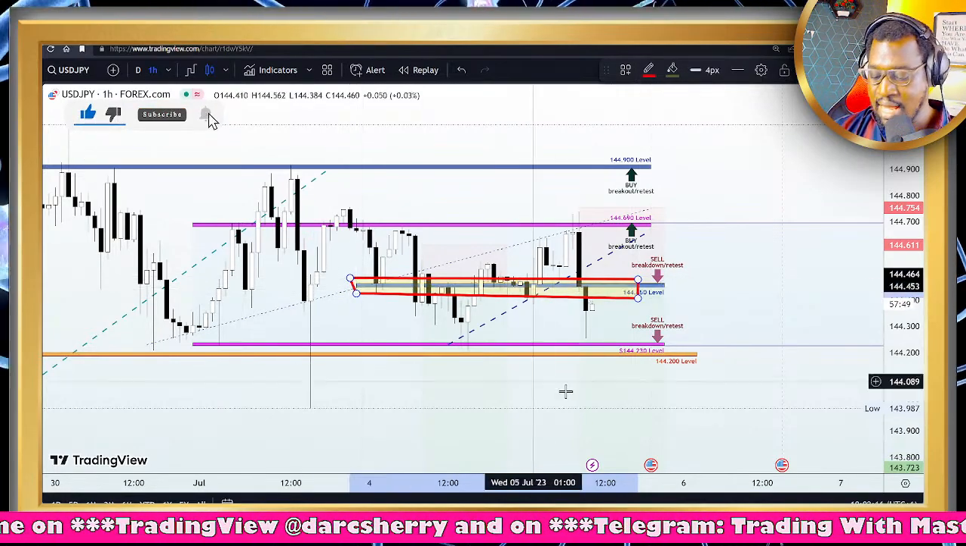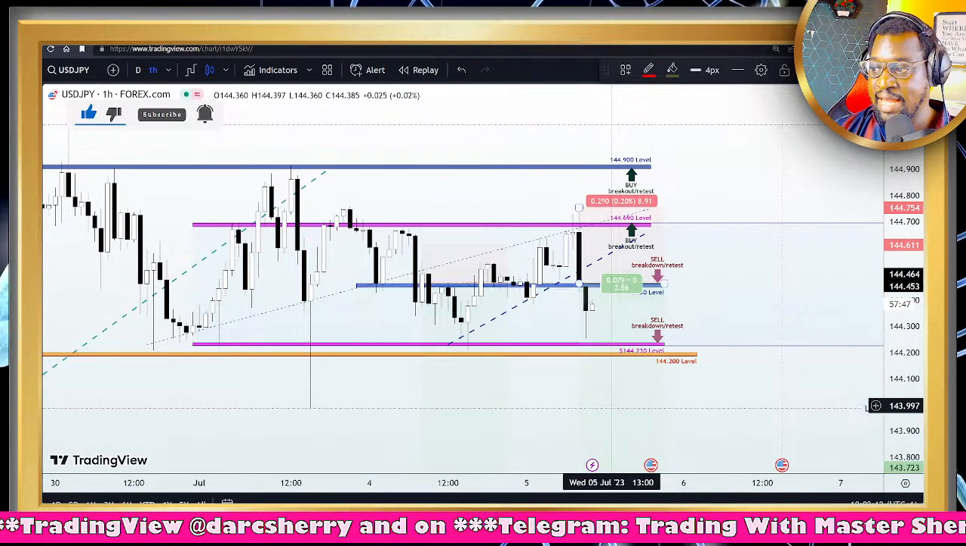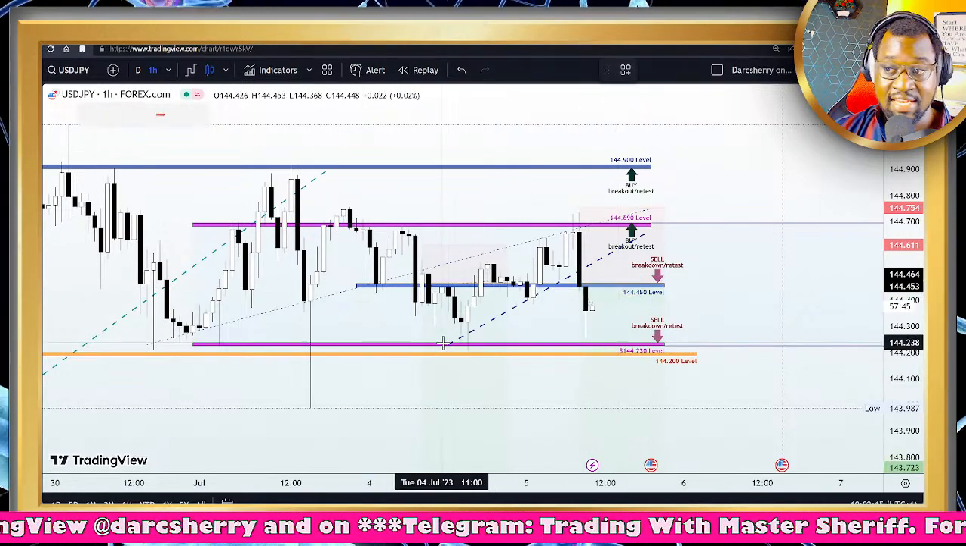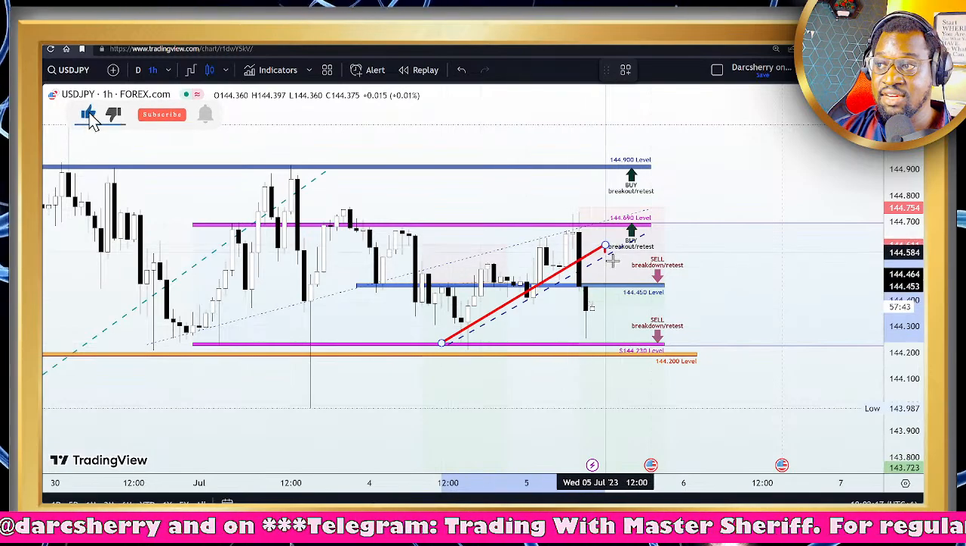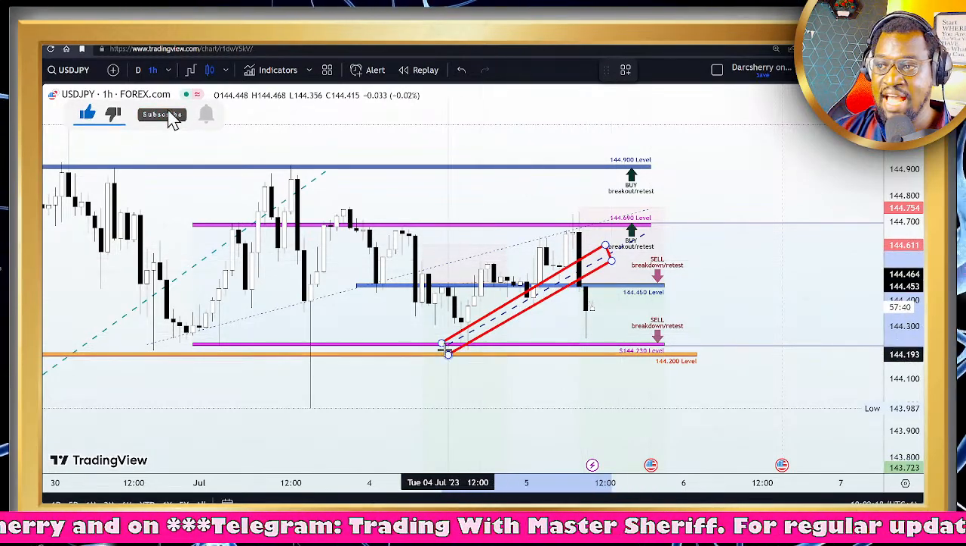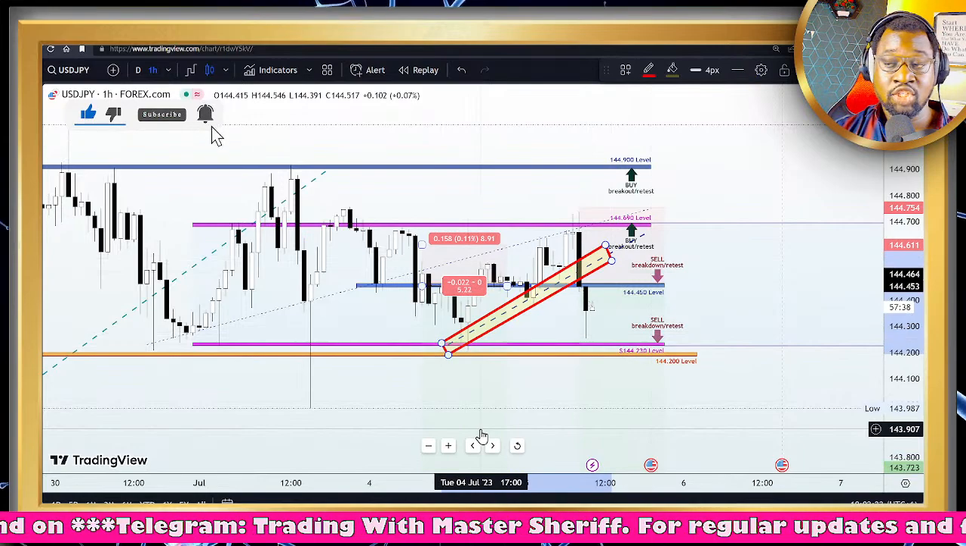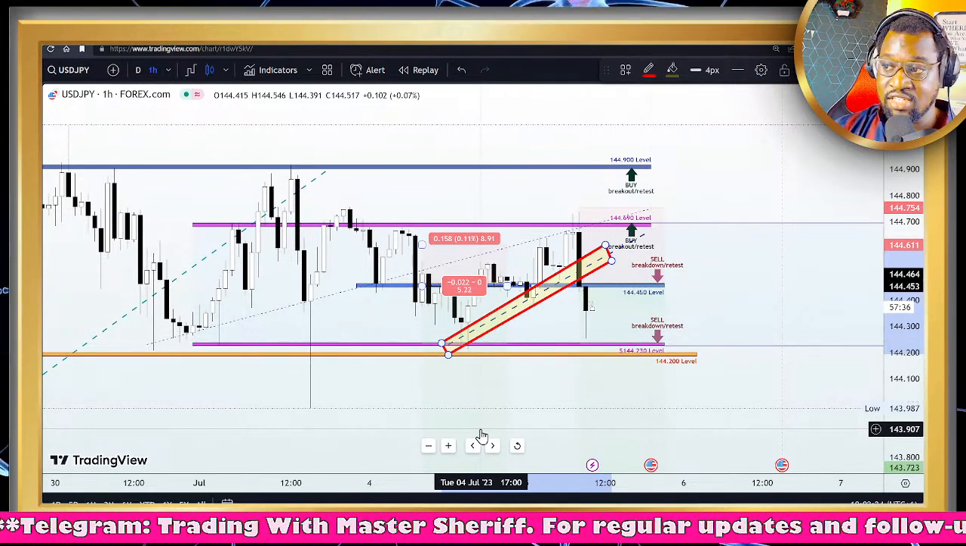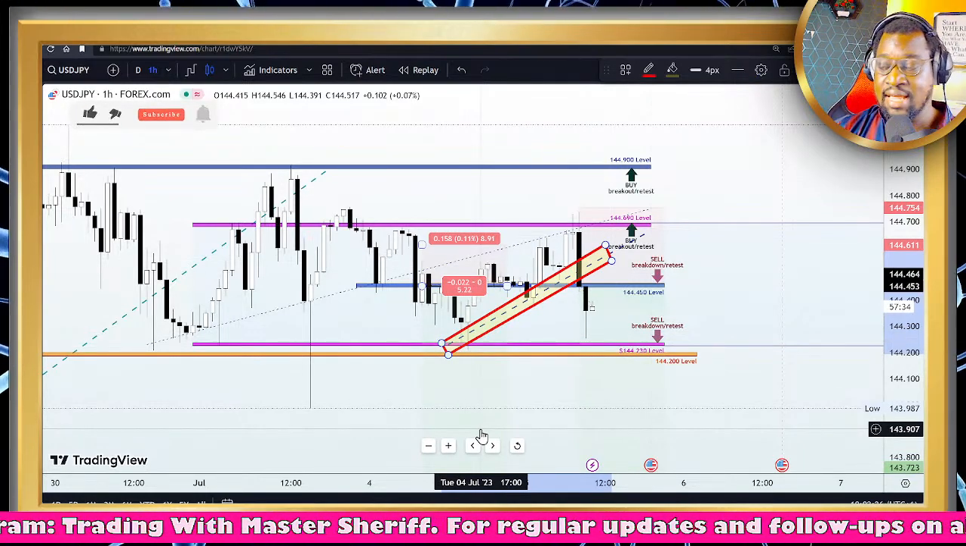As you can see, this level has been a major determinant of price action in the last couple of days now. And in addition to that level, I had this ascending trend line after connecting the series of higher lows here. So we have these simple structures which we are going to be using to guide our trading activity today. So this is just right within that range.